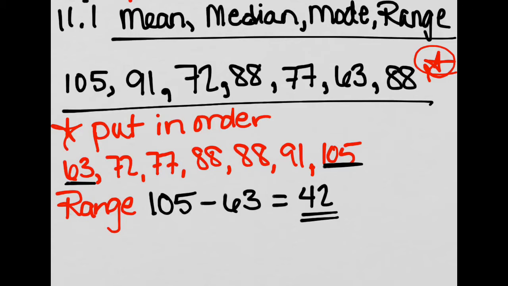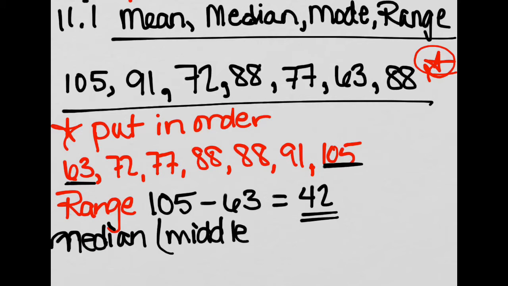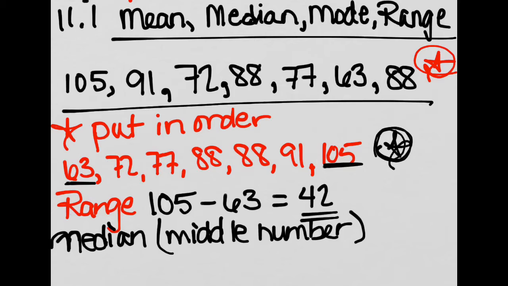My next step is going to be my median. And my median is the middle number. So in this case, that is the middle number once I've put it in numerical order. I don't want to do anything until it's in this order. And I have 7 numbers here. So I have 1, 2, 3. This right here is my middle number. I should have 3 on this side and 3 on this side of it. So my median is 88.